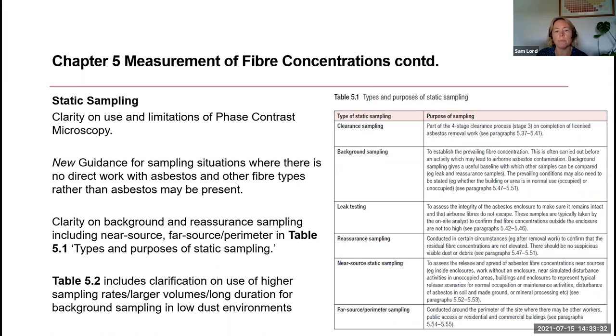And then table 5.2, which I alluded to earlier, that includes clarification on the use of higher sampling rates. So you're sampling more air, getting more volumes, or sampling for longer durations, which might be more applicable when you're doing background sampling in low dust environments. So maybe around a contaminated land site or reassurance sampling, maybe in a context where there's been an incident or something. So hopefully that will be useful for static sampling.